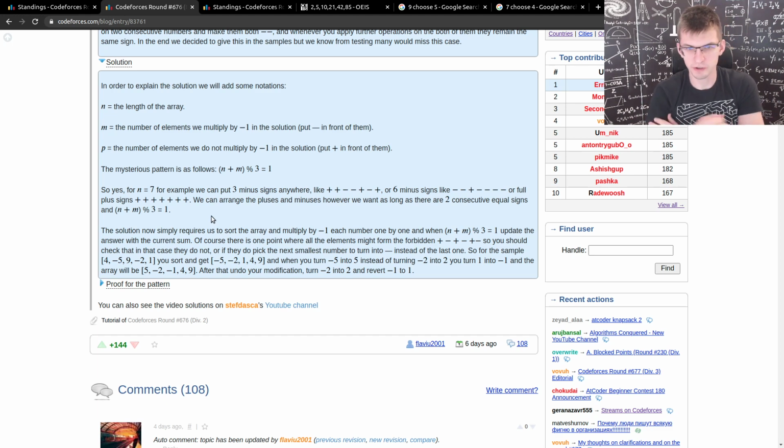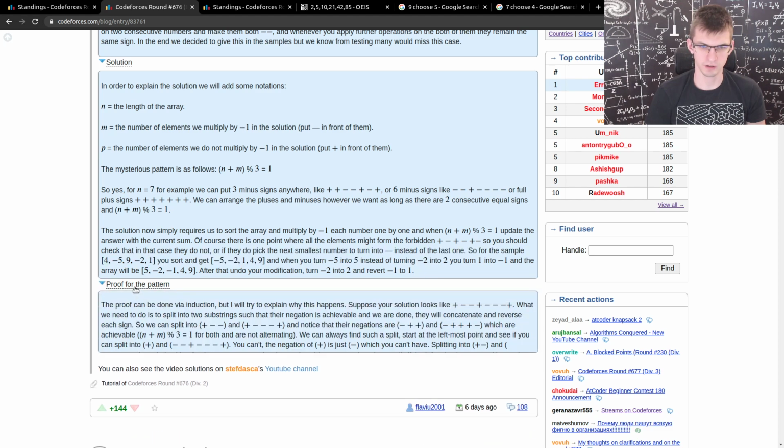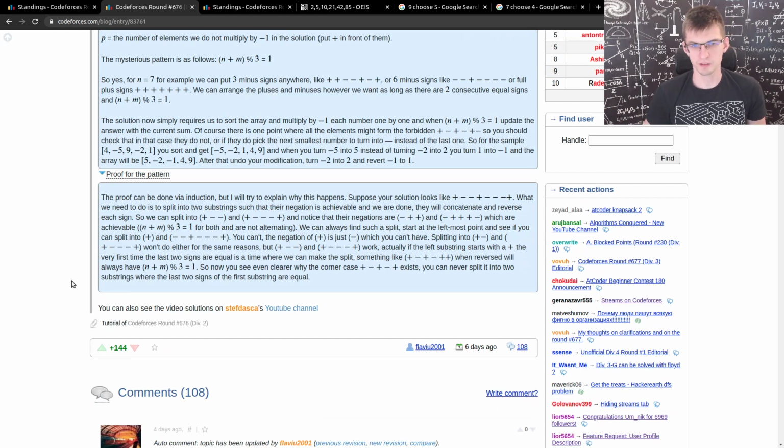So the solution now simply requires us to sort the array, multiply by -1 each number 1 by 1, and when this, update the answer with the current sum. DP can be avoided, but I thought that DP is the best way because there is the forbidden pattern. I didn't know how to forbid the pattern without DP. If not the forbidden pattern, then yes, I would also sort stuff. Okay, I think I know how to do it without DP. Proof by induction.